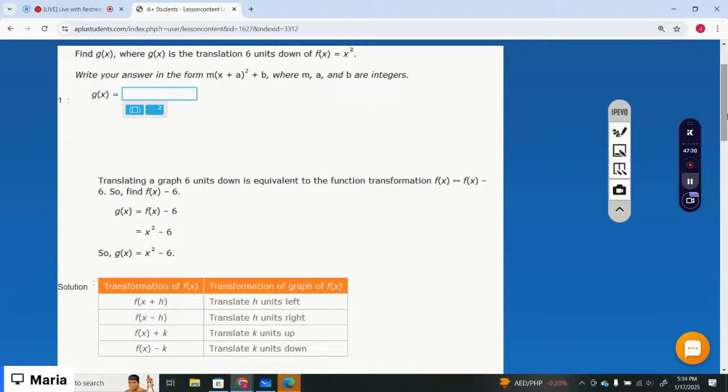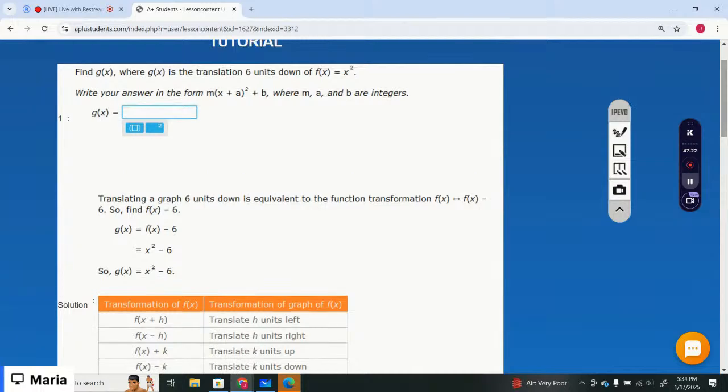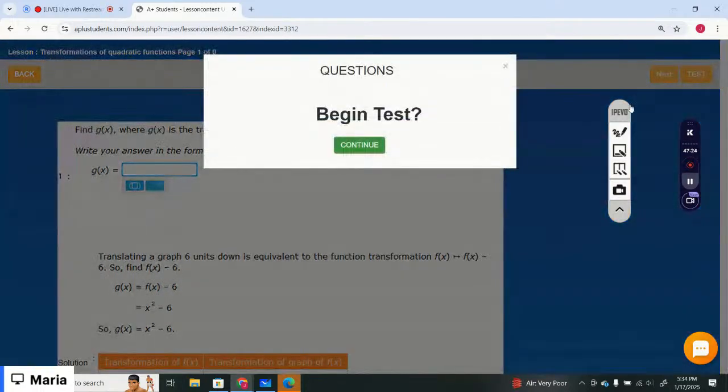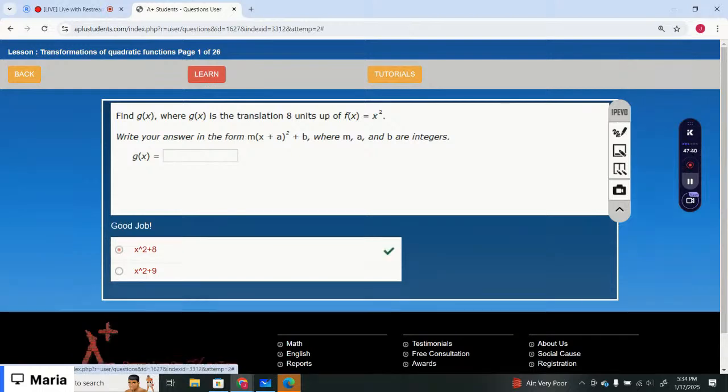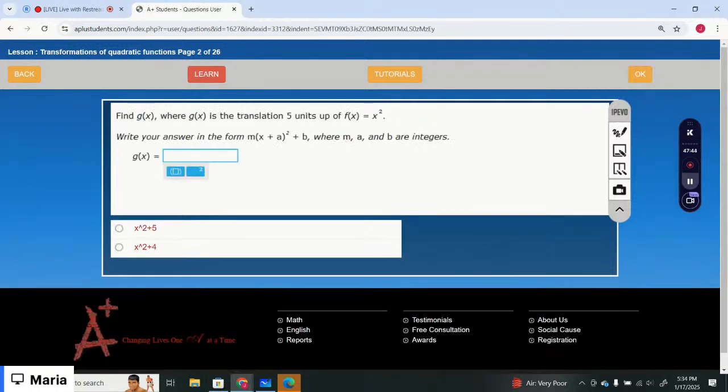Let's just start with the test questions. Find g of x where g of x is a translation 8 unit up of f of x equals x squared. So which is the correct option? That is 8 unit up. So that is x squared plus 8. Option number 1 is the correct option.